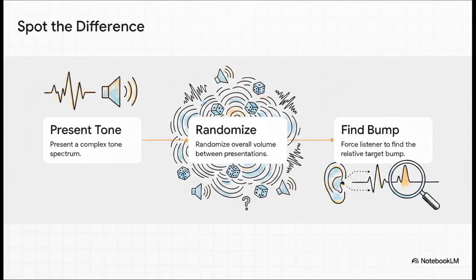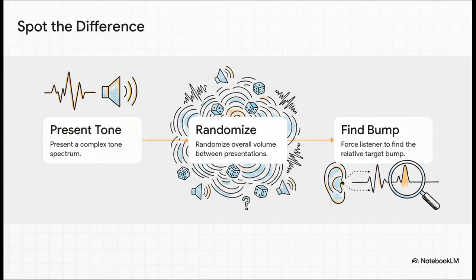But to make absolutely sure listeners were using profile analysis, the researchers introduced a real stroke of methodological genius. You see, if they had kept the baseline volume the same every single time, a listener could just cheat, right? They might just listen for whichever interval sounded louder overall. So to stop that, Green completely randomized the overall loudness on every single trial. One trial might be booming, the next might be barely audible. Absolute volume was completely wiped out as a reliable clue.